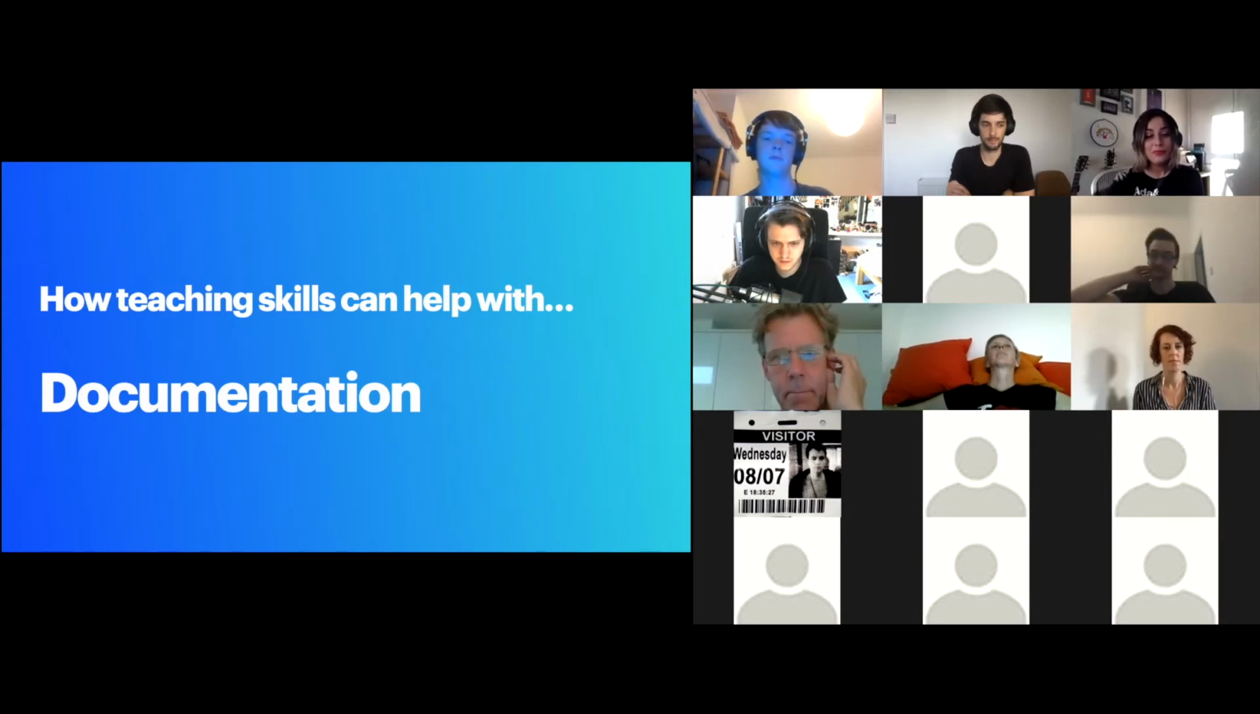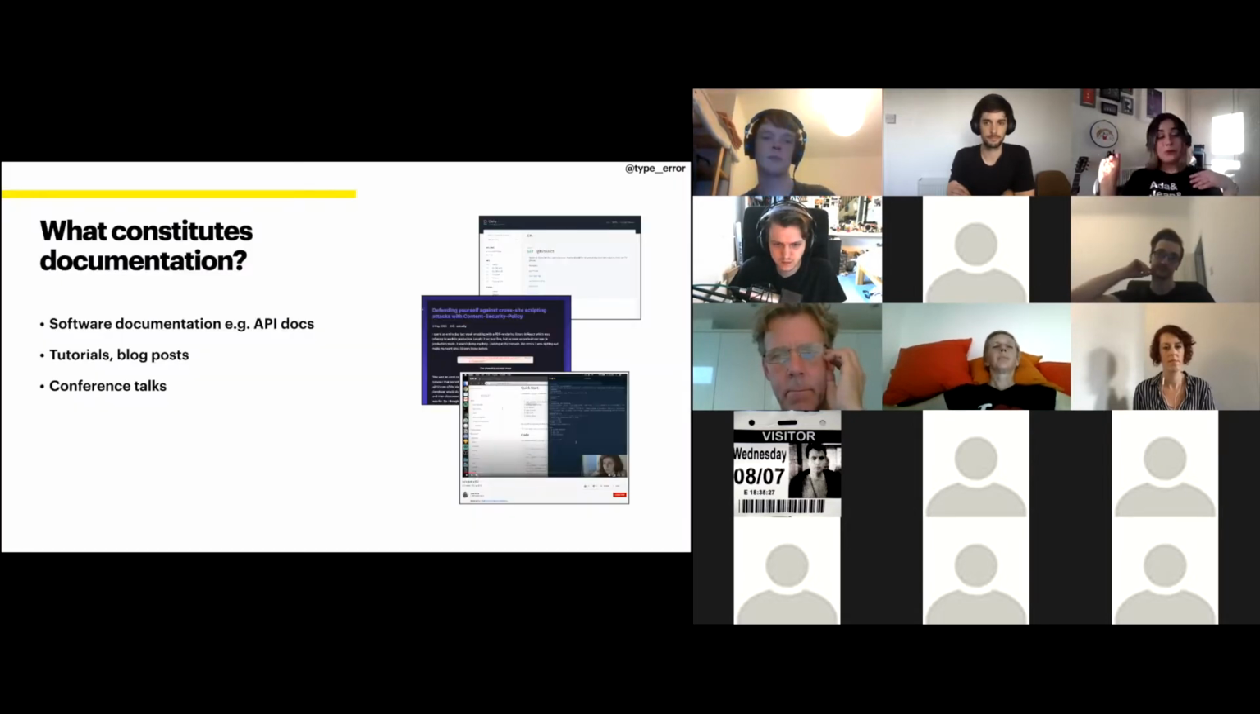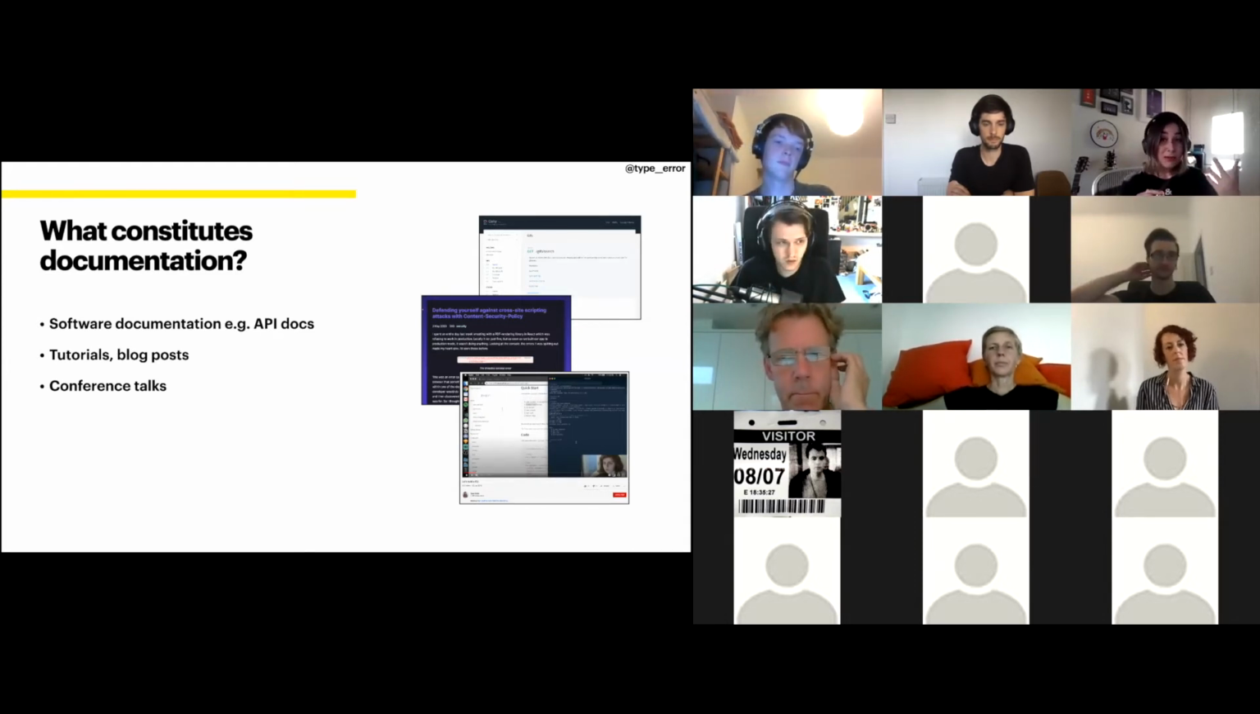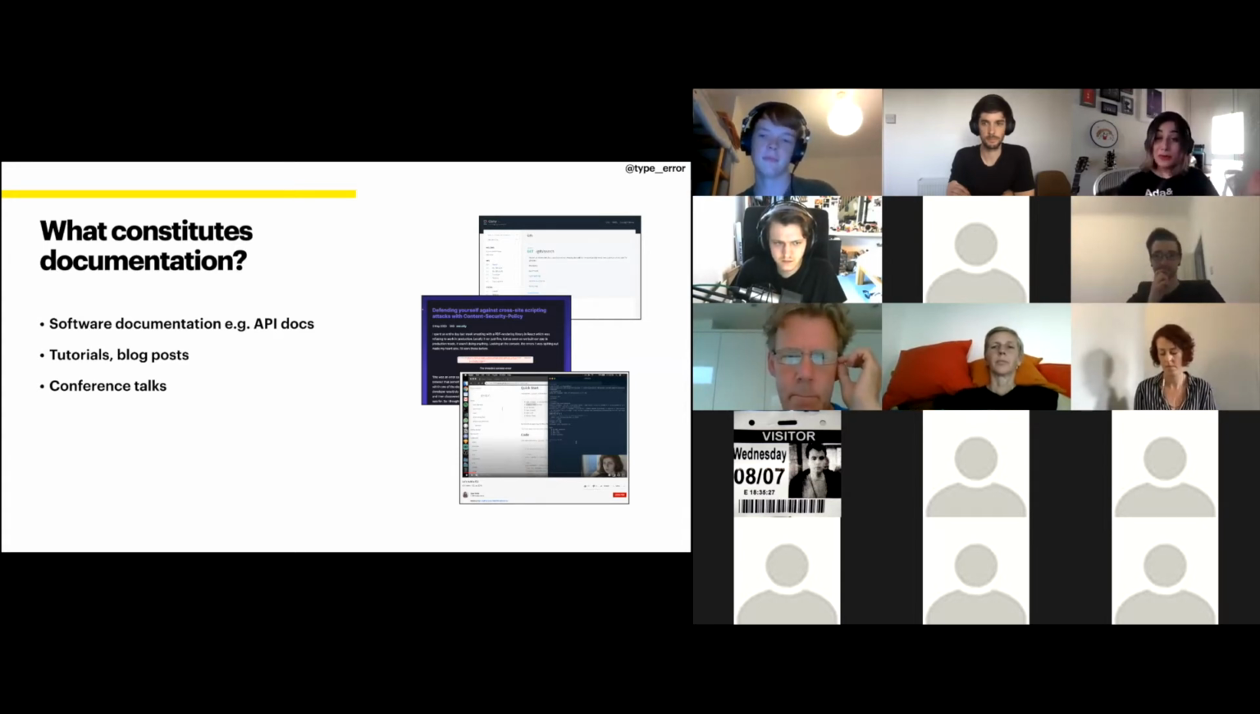So it can take many forms. There's readmes, docs for the software that we build. They could be in the repo alongside the code. They could be in comments. They could be hosted separately. We might write tutorials and blog posts to share knowledge with other people. And of course, there's conference and meetup talks like this one.